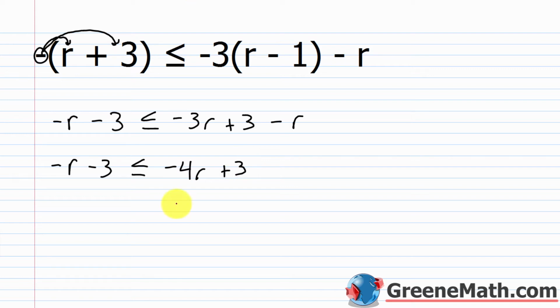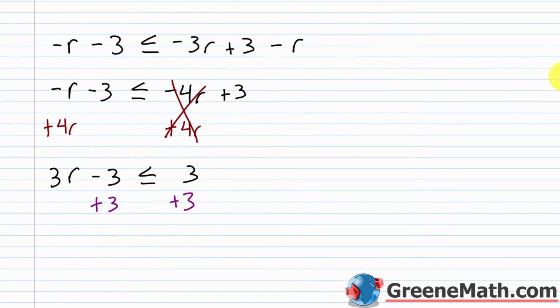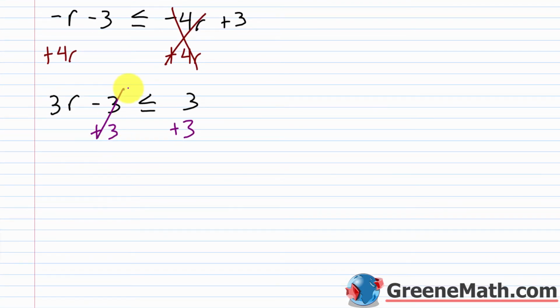So what I'm going to do is add 4r to both sides of the inequality. So this is going to go away. And negative r plus 4r would be 3r. So then minus 3 is less than or equal to 3. And now I'm simply going to add 3 to both sides of the inequality so that I can isolate this 3r. So this will go away. And on the left, I'll just simply have 3r now. And this is less than or equal to 3 plus 3 is 6.